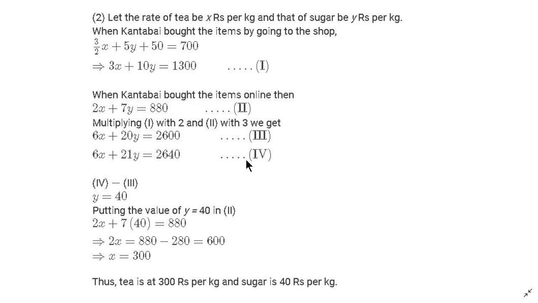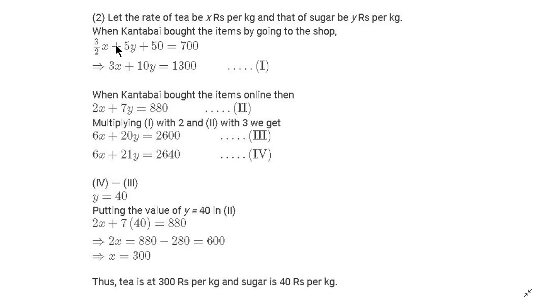So there are two things we can see here. Kantabai bought tea and sugar in 2 months, right? So we can assume let the rate of tea be x and let the rate of sugar be y. Simple. It is in the first month.